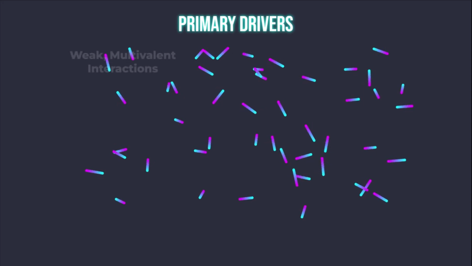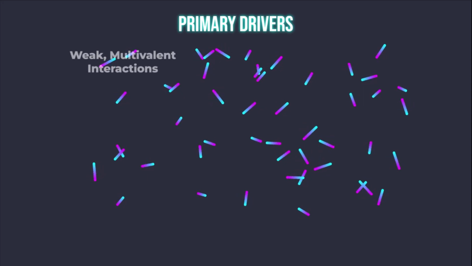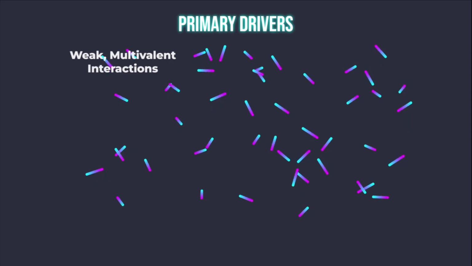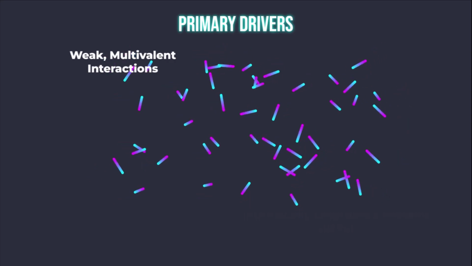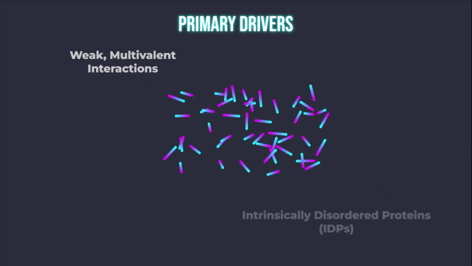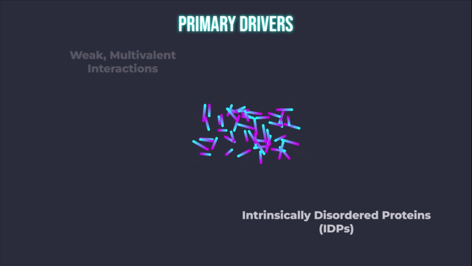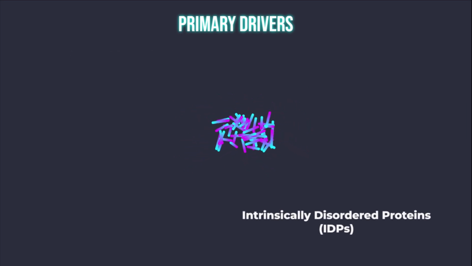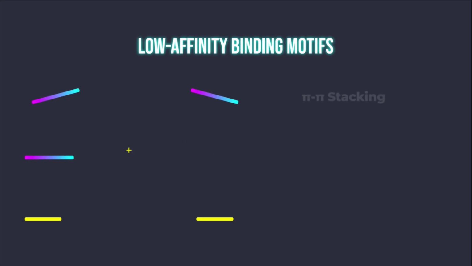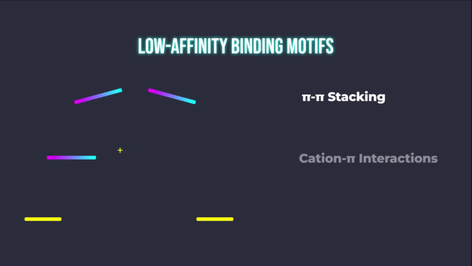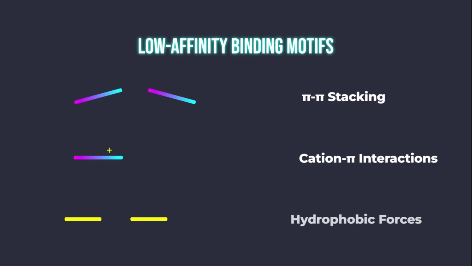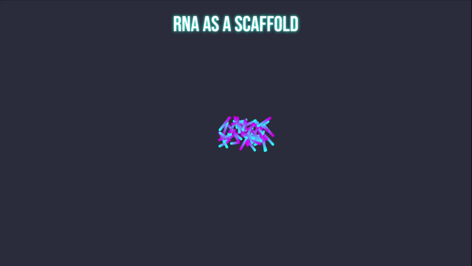The primary drivers of LLPS are weak multivalent interactions between scaffold molecules. These scaffolds are often intrinsically disordered proteins, or IDPs, which lack stable tertiary structure but contain multiple low-affinity binding motifs. These motifs include short linear interaction sequences, prion-like domains, and arginine-rich regions. Repetitive interactions between these motifs, mediated by pi-pi stacking, cation-pi interactions, and hydrophobic forces, create a dynamic polymer network.